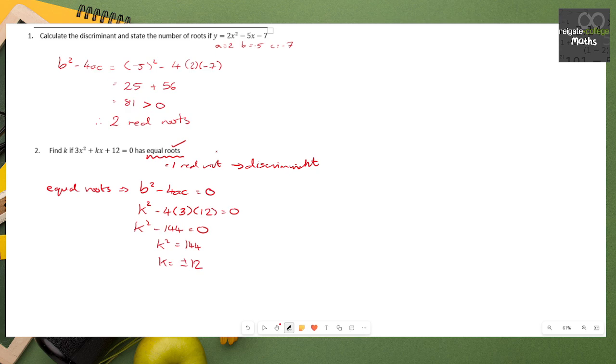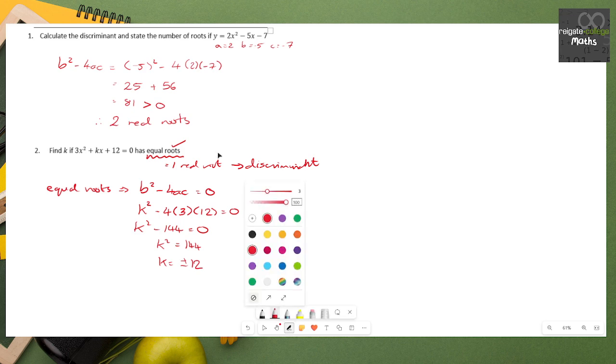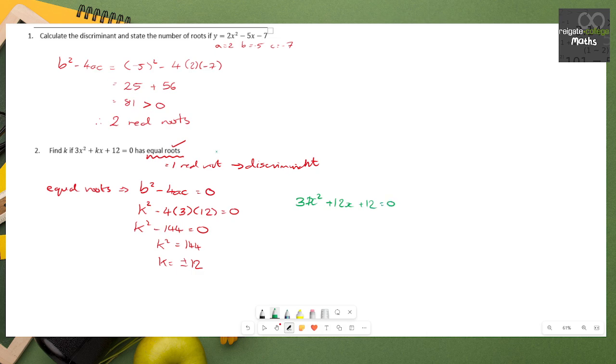There are 2 values of k. So what this means is that if we put these numbers back into the equation, so if we had 3x squared plus 12x plus 12 equals 0, this equation has one root. Likewise, if we had 3x squared minus 12x plus 12, this equation also has one root. Any other number that we put here would give us either 2 roots or no roots.